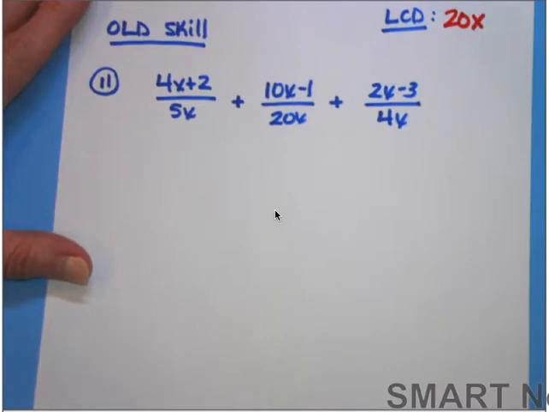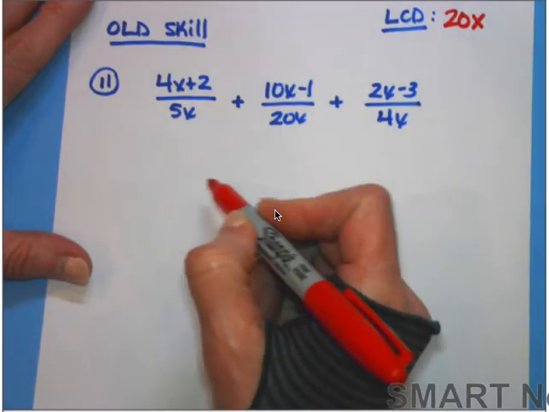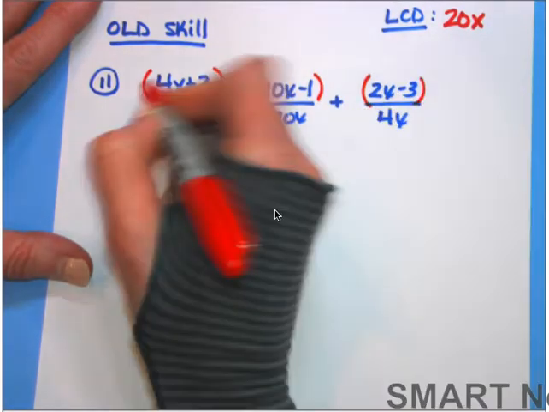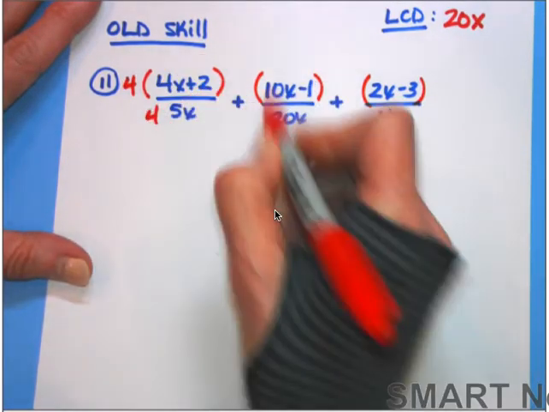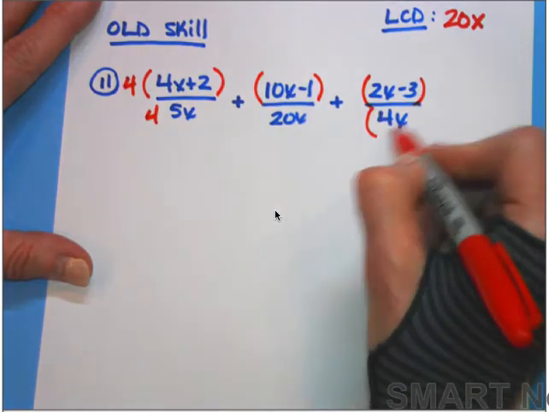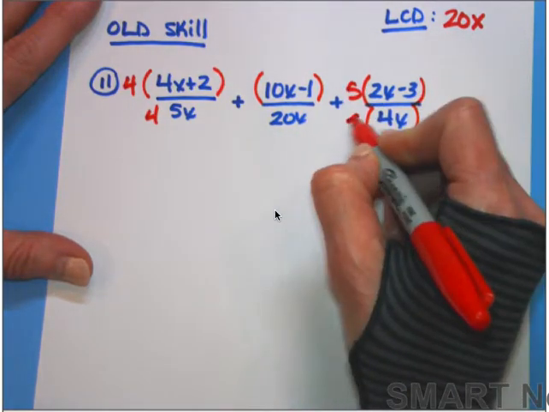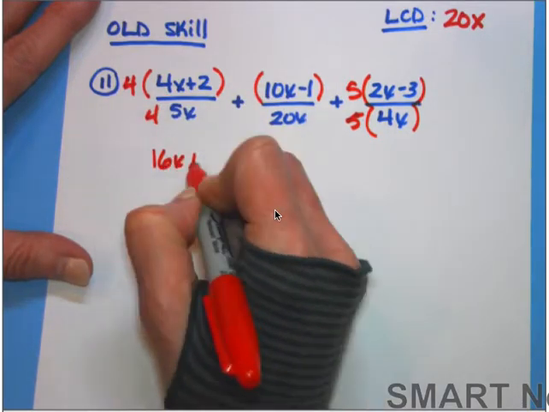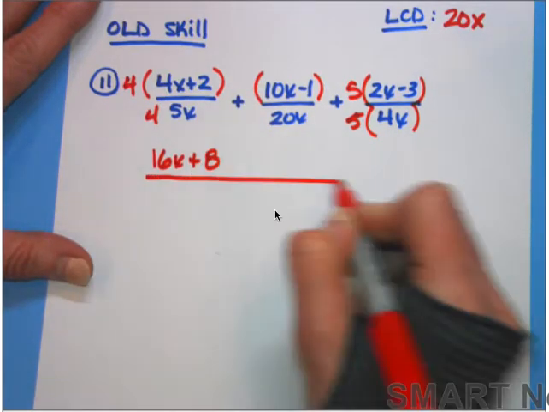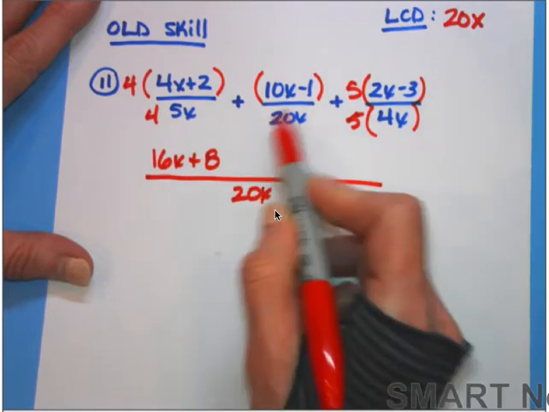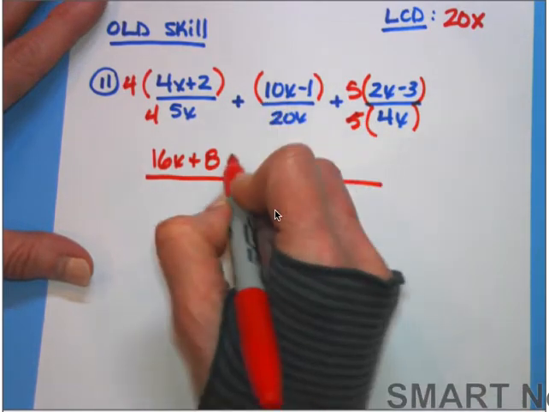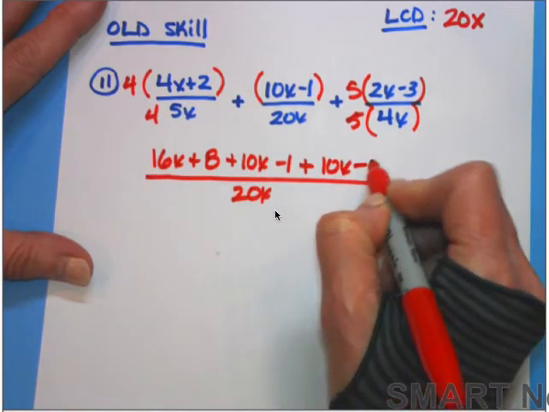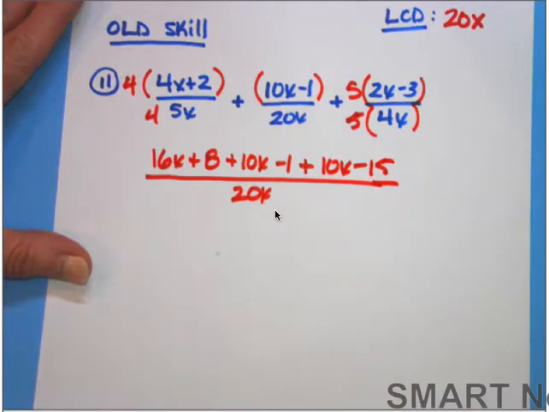So that means that each ratio needs to pick up the missing factor. The first ratio is going to pick up a 4. The second ratio already has the LCD, so it's covered. And the second ratio is going to pick up a 5. When I distribute the 4, I'm going to have 16x and 8, and I'll go ahead and give myself a big fraction bar. My common denominator is going to be 20x. I simply copy 10x minus 1, and then I apply the 5, and I now have one big ratio.